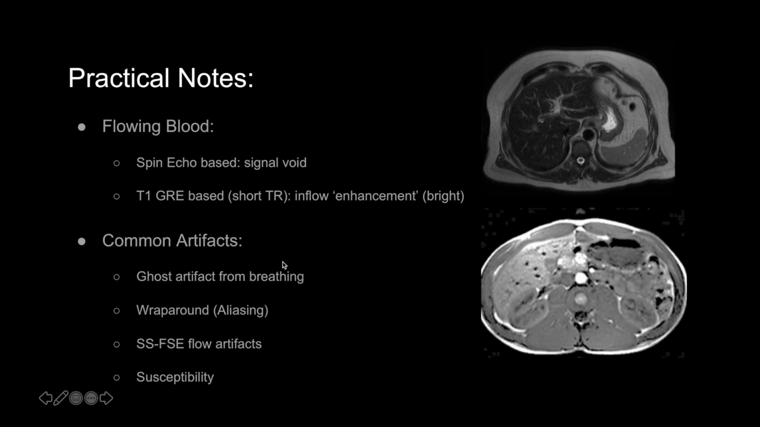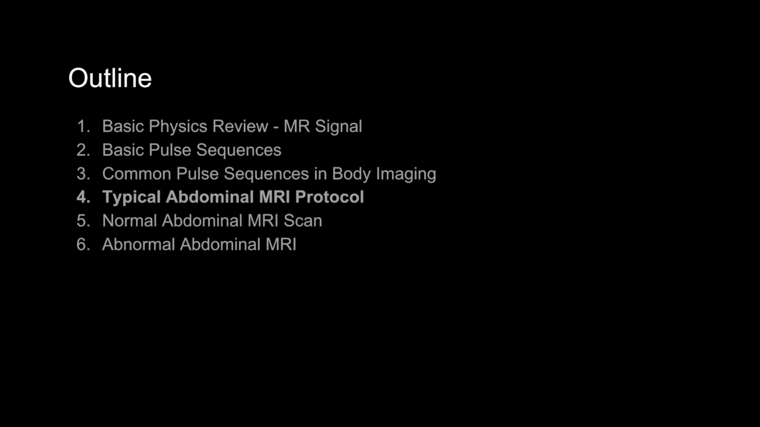We don't have time to get into an in-depth discussion of MR artifacts, but I really encourage you to read the appropriate essential topics. Again, there are links in the description, and I've also attached a link to a table that summarizes MRI artifacts and things you can do to try to fix them in the description. But common artifacts include ghosting from breathing, wraparound artifact or aliasing artifact, flow artifacts on SSFSE images, as well as susceptibility artifact that we described briefly as well.